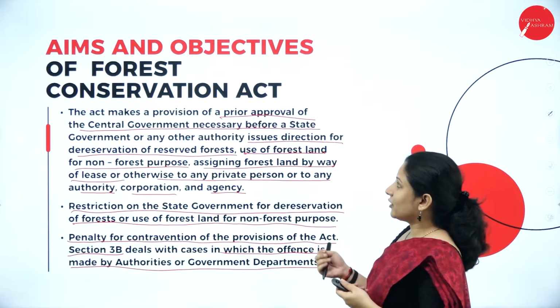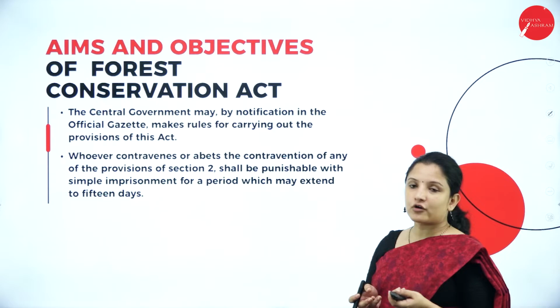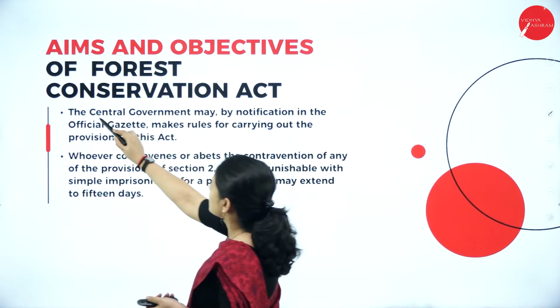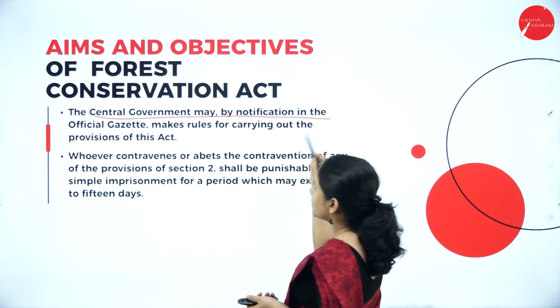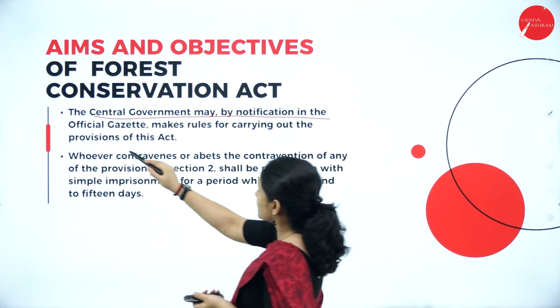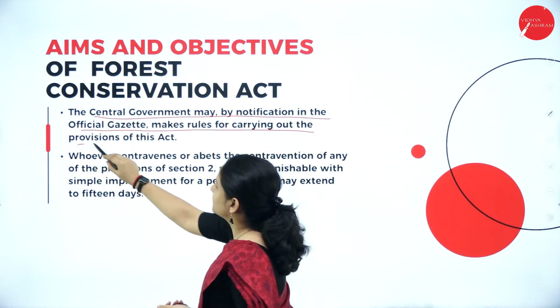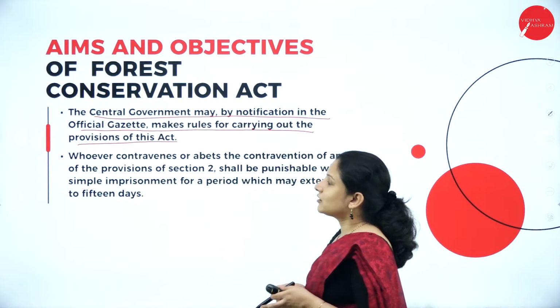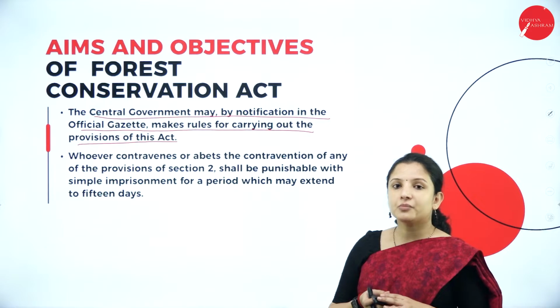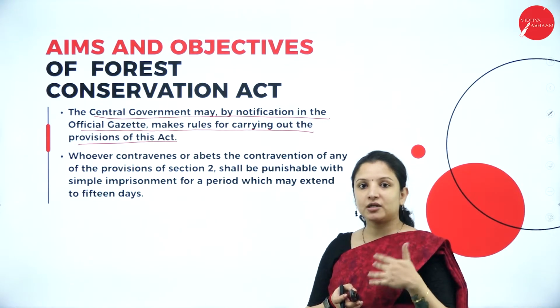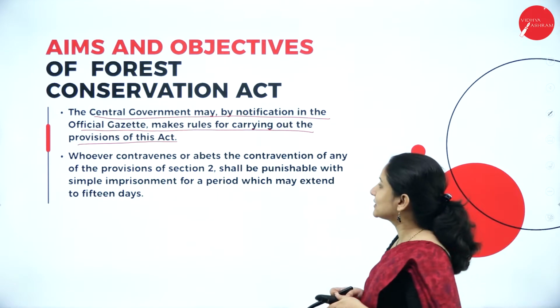So, this is about the aims and objectives of the Forest Conservation Act. Apart from that, the central government may, by notification in the official gazette, make rules for carrying out the provisions of this particular act. So, the central government has the complete authority to make a new set of rules for further strengthening this act so that the forest gets conserved.